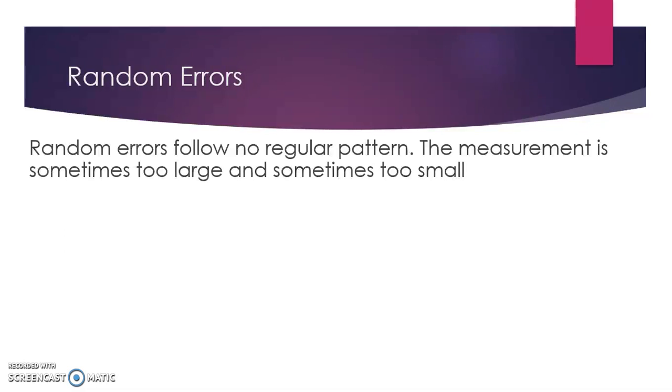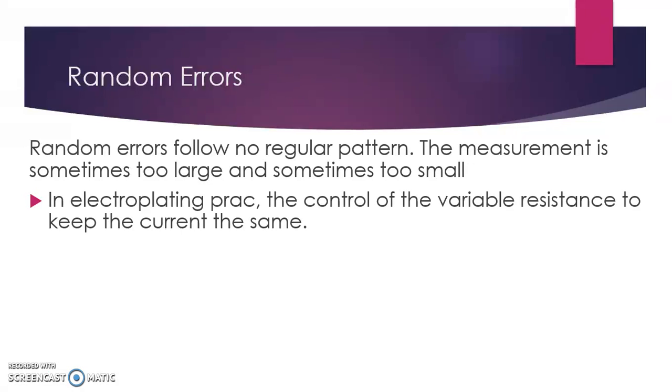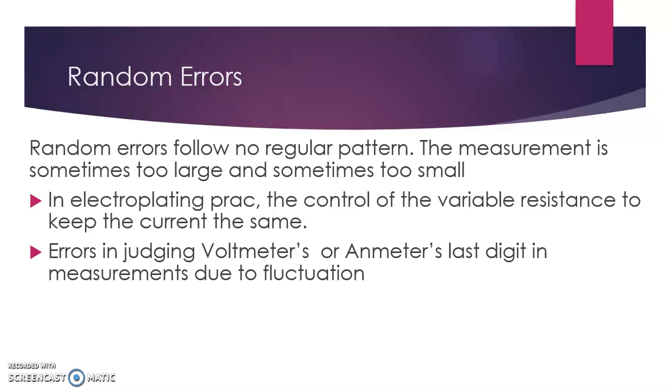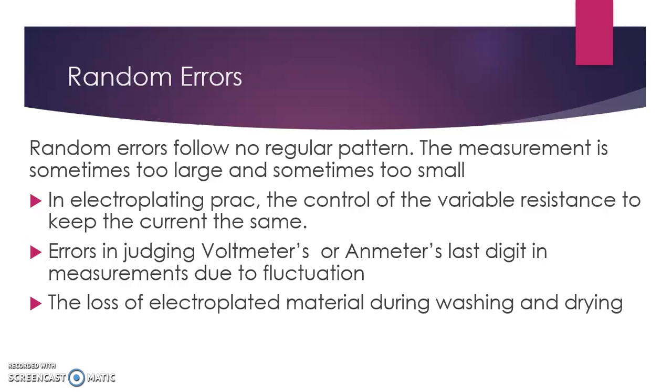Okay. Random errors. Random errors follow no regular pattern. The measurement is sometimes too large and sometimes too small. For example, in the electroplating prac, the control of variable resistance to keep the current the same will result in random errors. Also, if you are judging a voltmeter or ammeter's last digit in measurement due to fluctuation, you can't control it, you can't avoid it. Sometimes you will read a bit larger, sometimes a bit smaller, but that's fine. And the loss of electroplated material during washing and drying, you can't control it. Sometimes you will lose more than other times.